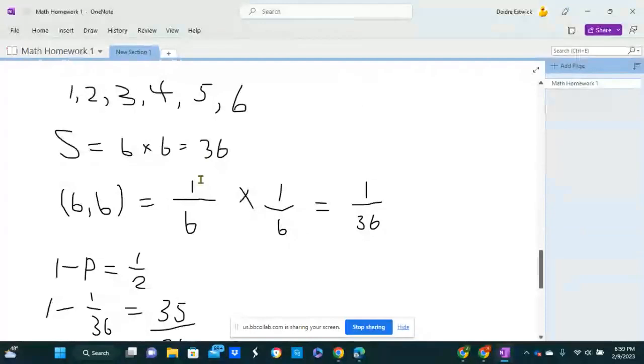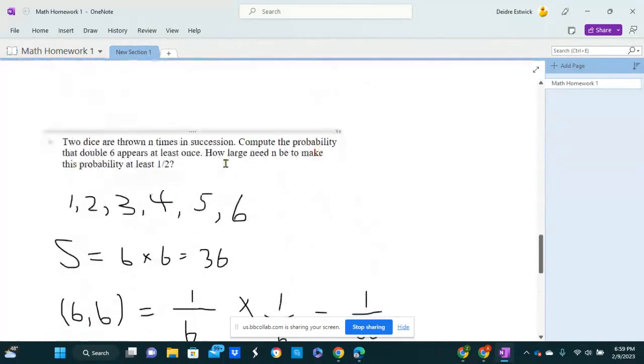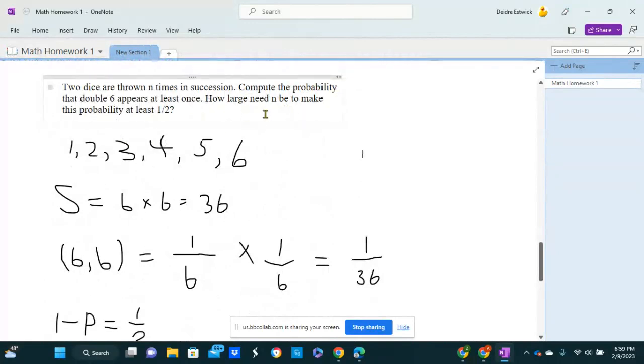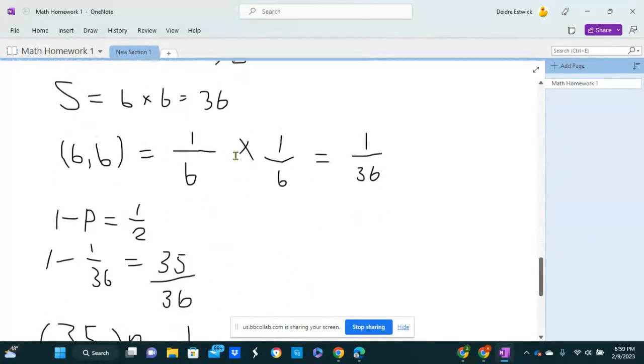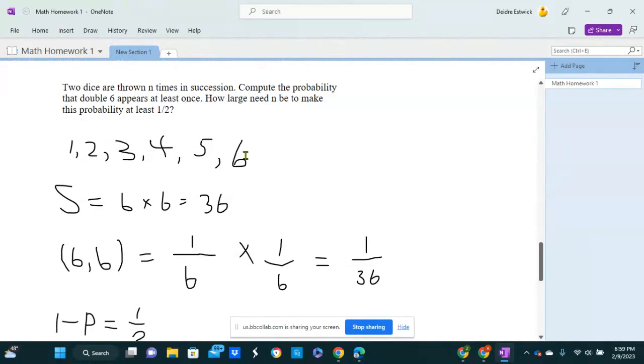For the second part, we need to subtract the probability from 1 to see how large n needs to be. Complement, yes. Because the question says appears at least once, we don't want to compute at least once directly. We want 1 minus its complement, and 1 minus the complement will be the at least once. I think that's what you are doing. Yes.